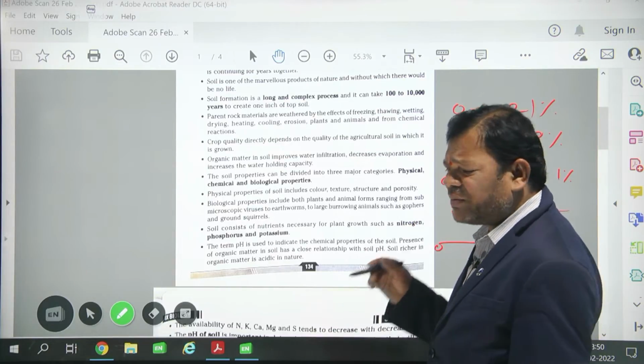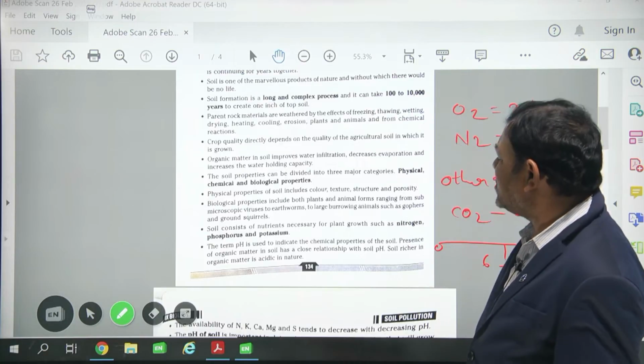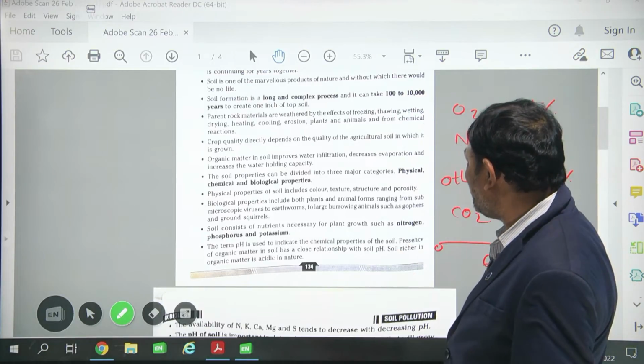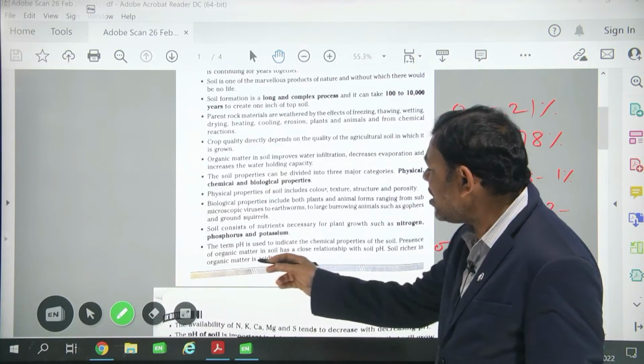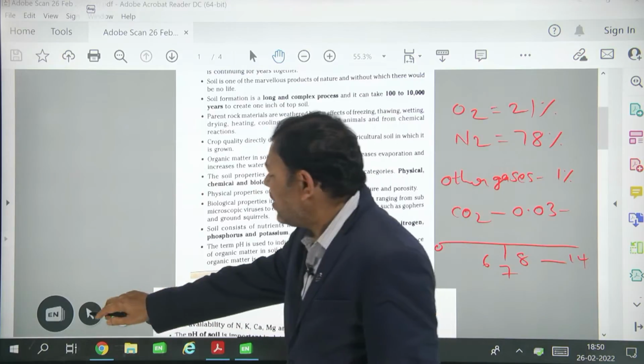What chemicals are present in the soil? The presence of organic matter in the soil has a close relationship with the soil pH. Soil richer in organic matter is acidic in nature. Okay. Next.